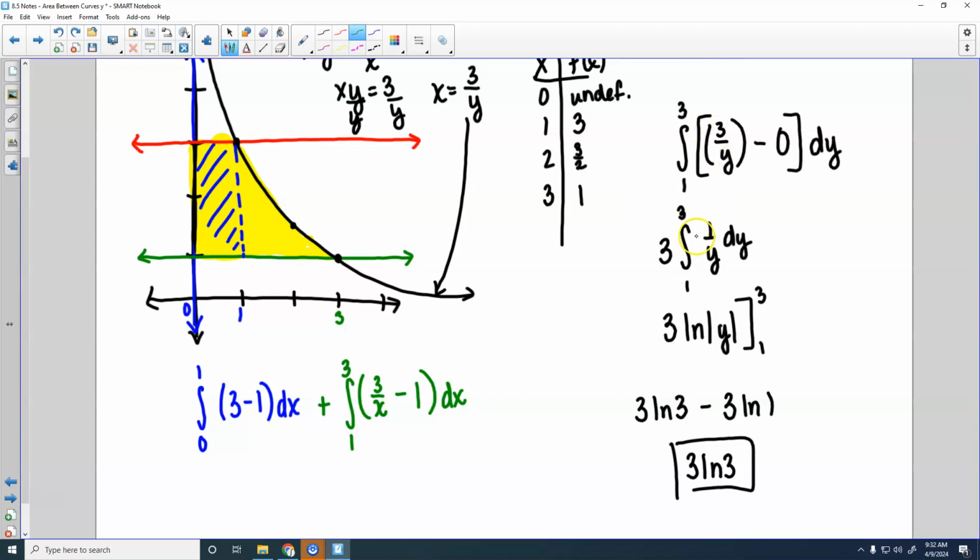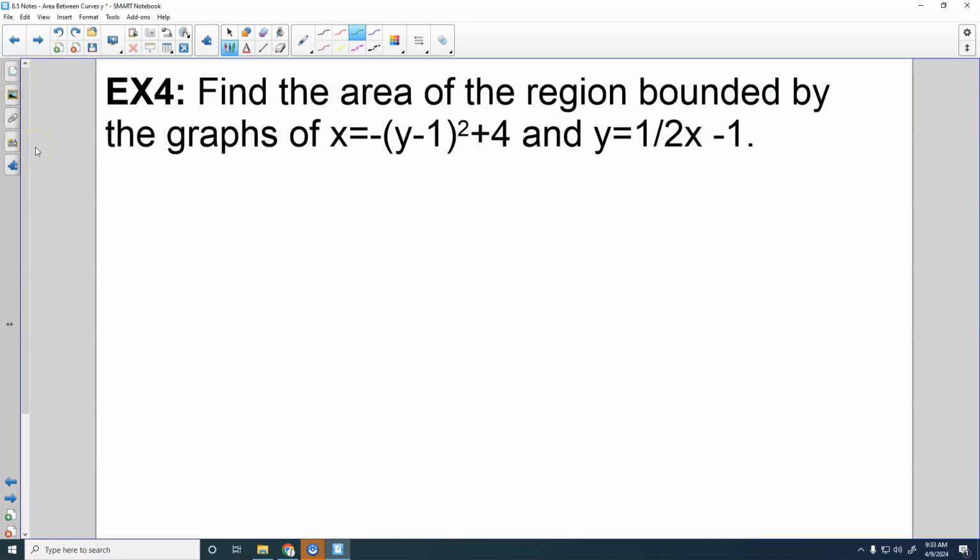This will give you the same answer, but it's going to be a lot more work rather than just integrating 3 over y dy, right? It's going to be a lot easier to do it this way. But if it were a free response and you did it the other way and did it correctly, you get full points for it. Okay, questions? Okay.